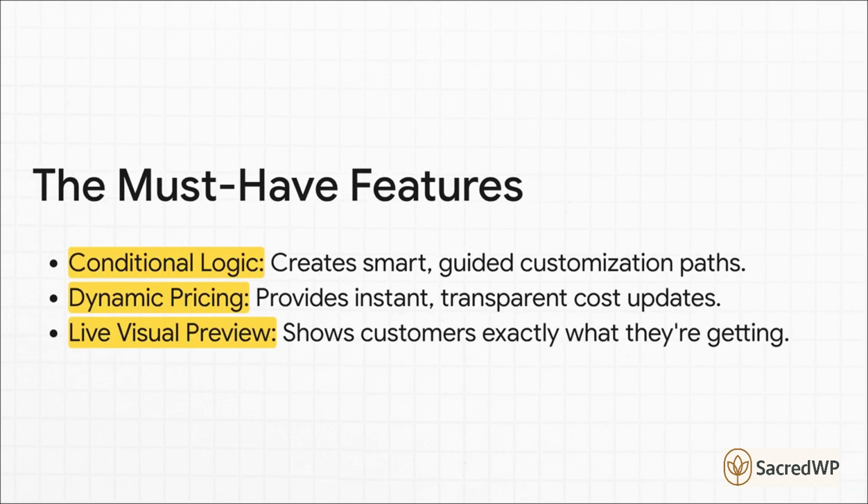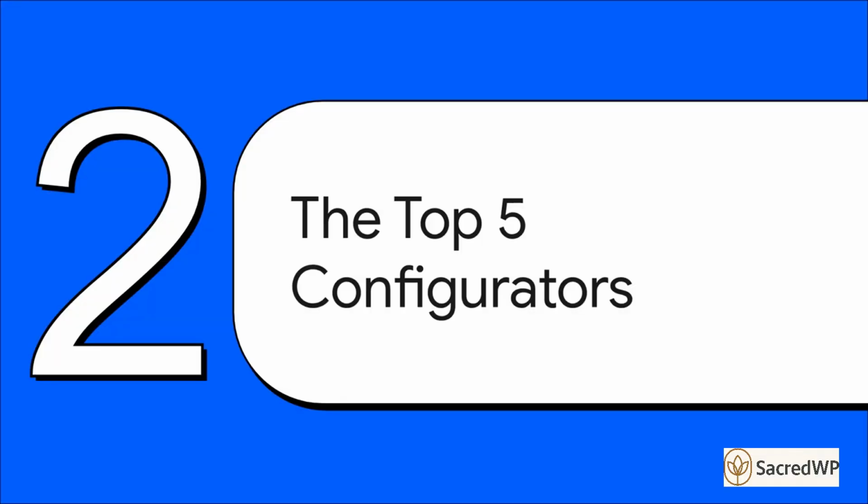Now, not all configurators are created equal. To make our ranking, we really zeroed in on 3 features that you just can't live without. First up, conditional logic. That's the brain of the operation that shows or hides options based on what you already picked. Second, dynamic pricing, so the cost updates in real time. No surprises. And third, the secret sauce, a live visual preview, so your customer sees their creation come to life right before their eyes.